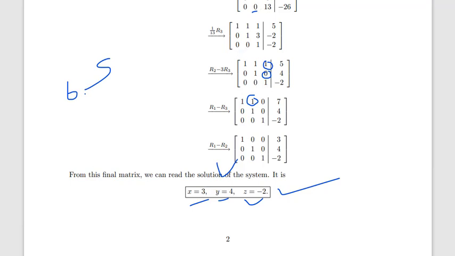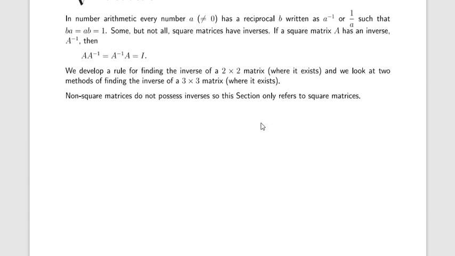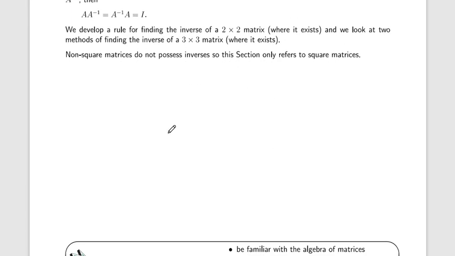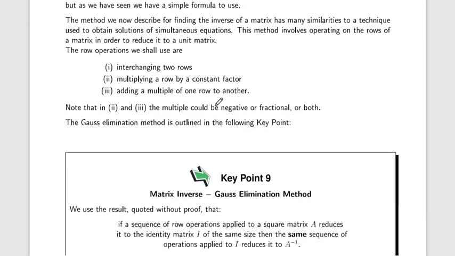Now inverse of a matrix. It is the same as Gauss-Jordan elimination. In the inverse of a matrix we also have three row operations: interchanging two rows, multiplying a row by a constant factor, and adding a multiple of one row to another. These three row operations remain the same in all matrix operations: Gaussian elimination, Gauss-Jordan, and inverse of a matrix.